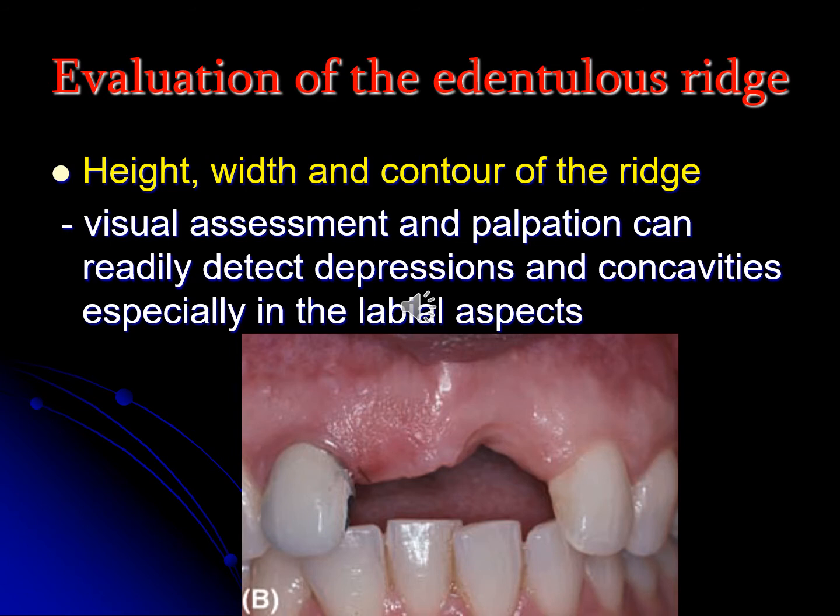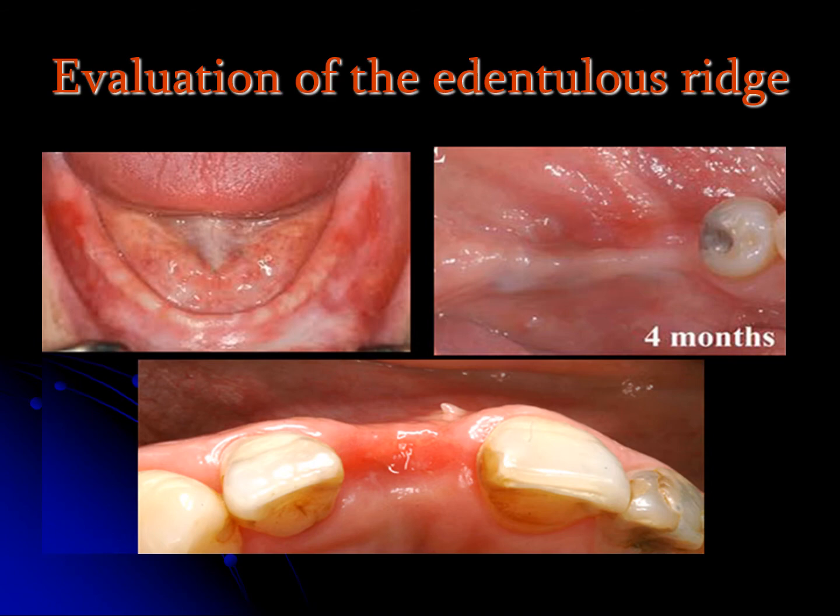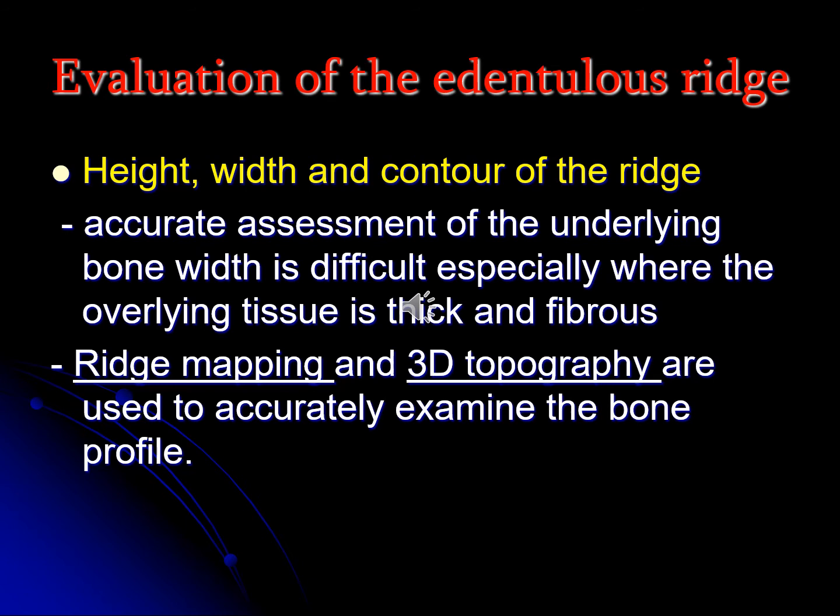And from the palpation and the visual, we can see that we have bone resorption in the area of 2-1. But the visual assessment and the palpation do not always give us an accurate assessment of the underlying bone width. Sometimes it will be difficult to assess the width of the ridge of the bone, especially where the overlying tissue is thick or fibrous.